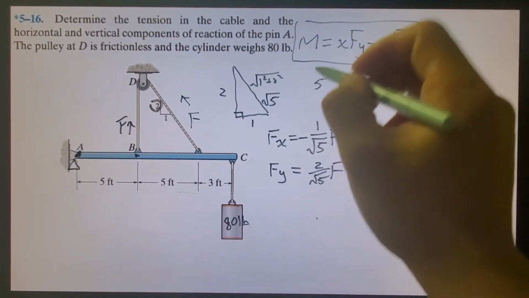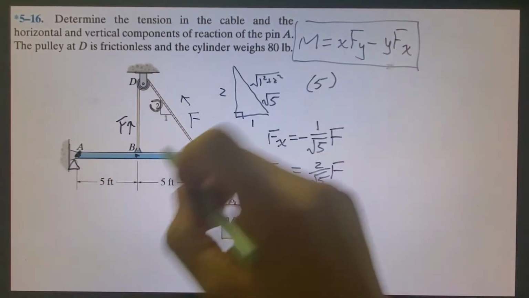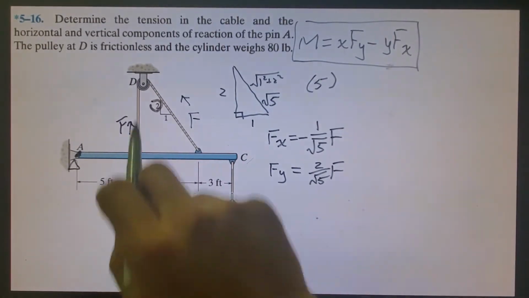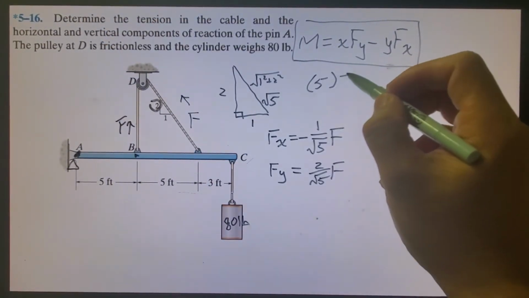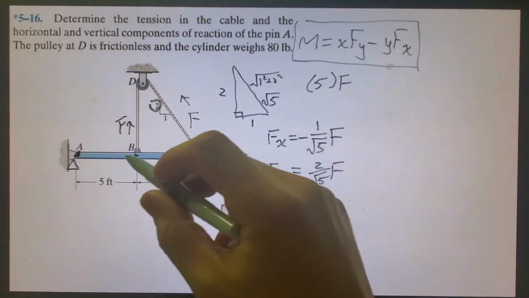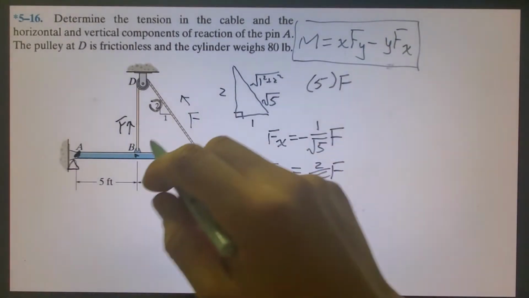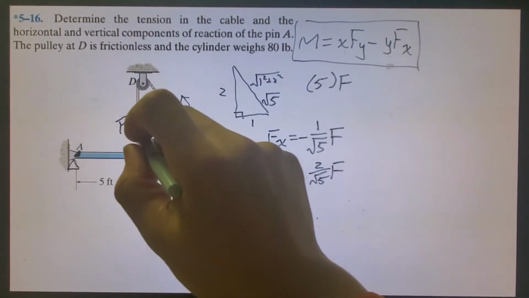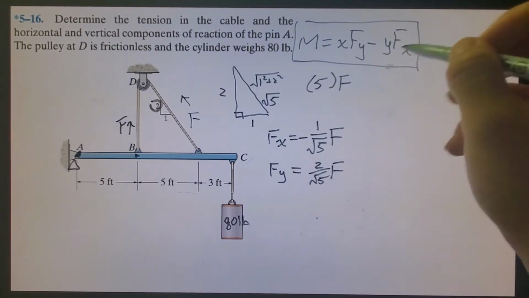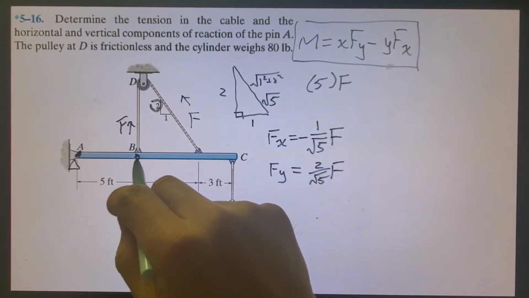I just want to plug into here. X is equal to 5 times Fy, positive F. Okay, so F in that direction. All right, minus Y. Y is 0. Okay, so this part is gone. Okay, so I'm done with this force. Let's look at this one.